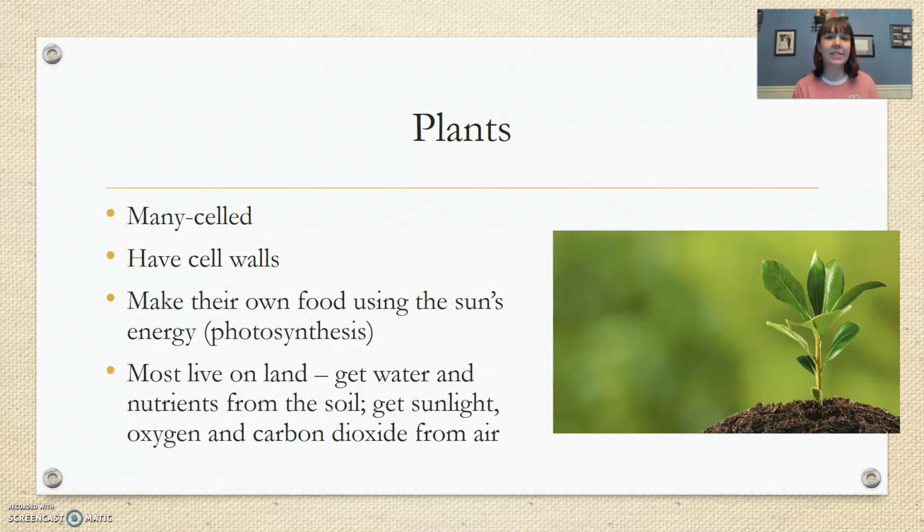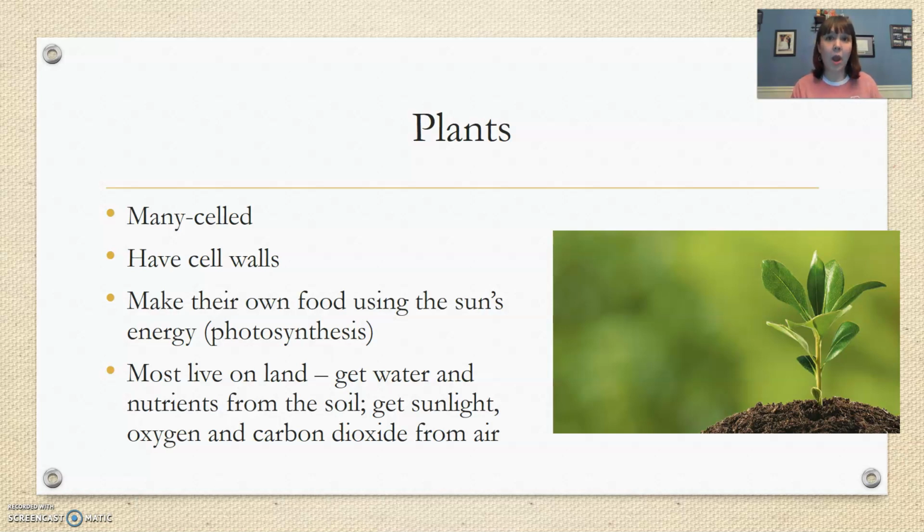Plants are a little bit more complex than fungi. They still have cell walls like fungi do. They're rigid bodies, but they have many cells, and they can actually make their own food using the sun's energy in a process called photosynthesis. Most plants live on land.